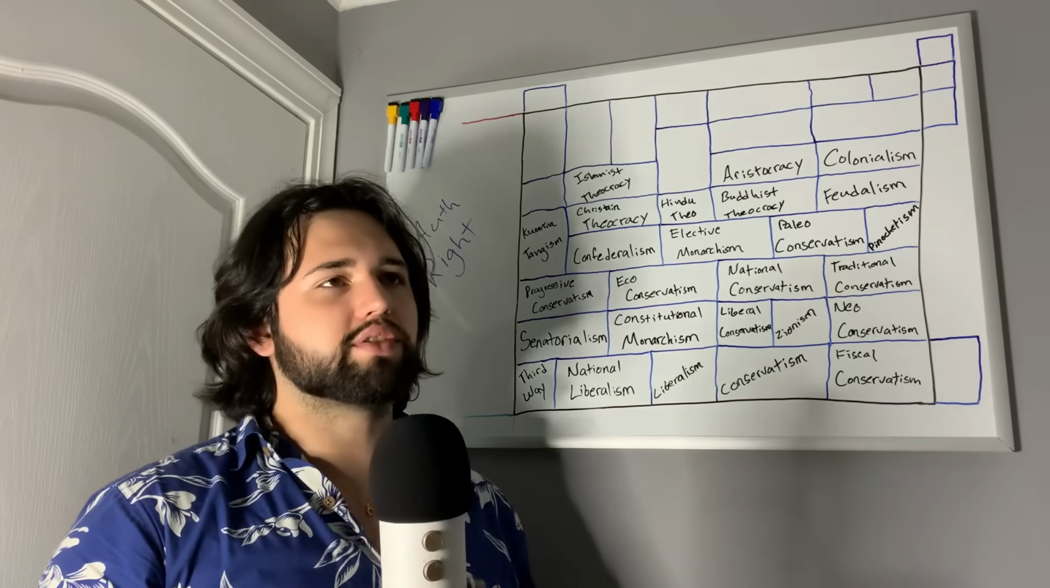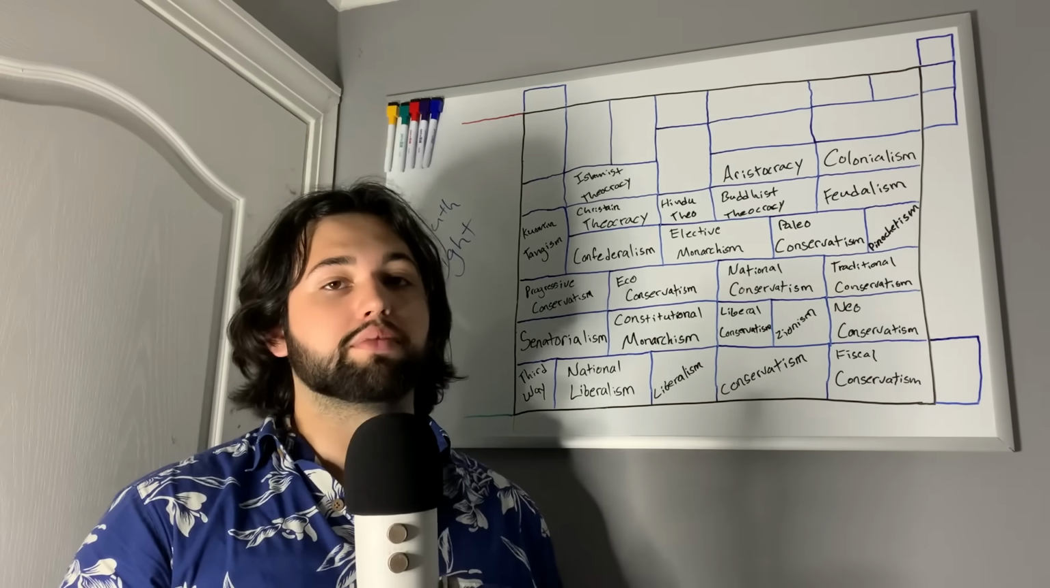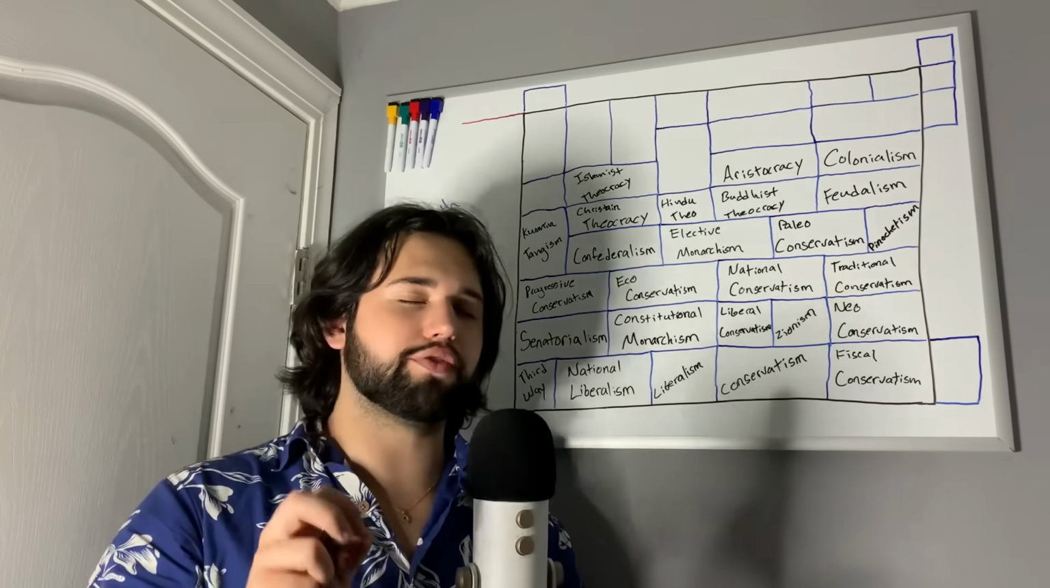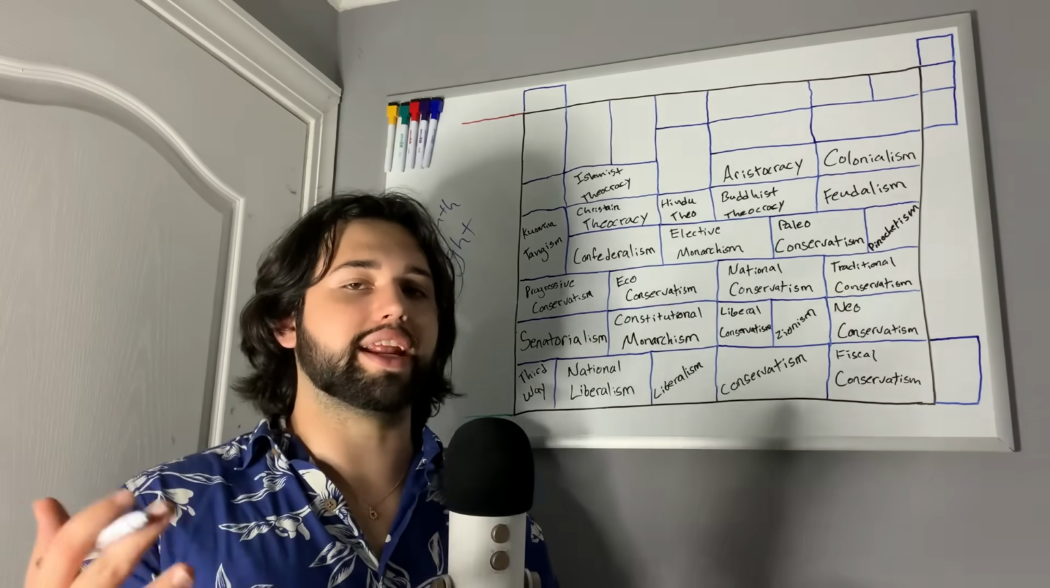And then just left of that, we have aristocracy. The main principle of an aristocracy is there are some people who are just better at ruling and making decisions than others. So therefore, a privileged few control what everyone else is allowed to do.